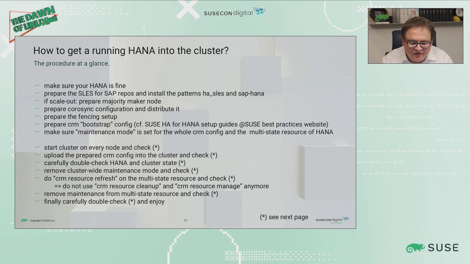Right, and once that is done and HANA is still fine and the system replication is still fine, then we are removing the maintenance from the multi-state resource. Then we are going to do our final checks on HANA, the system replication, and the cluster state, and once that is done, we are through, and you have a SUSE HA cluster that controls 2 availability zones with your HANA nodes in there, and a majority maker. Then you're done and you're fine.